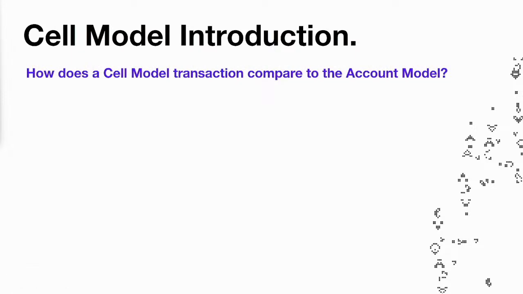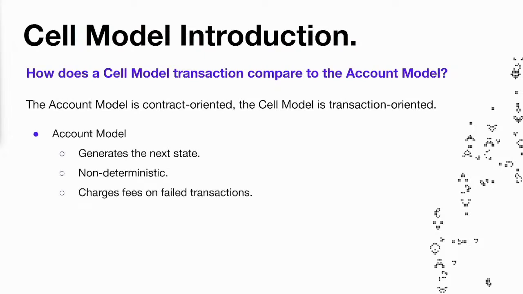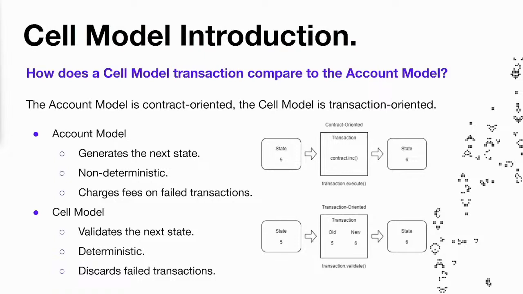What is the cell model transaction compared to the account model? The account model is contract oriented, the cell model is transaction oriented. The account model generates the next state, it's non-deterministic, and it charges fees on failed transactions. The cell model validates the next state, it's deterministic, and it discards failed transactions.